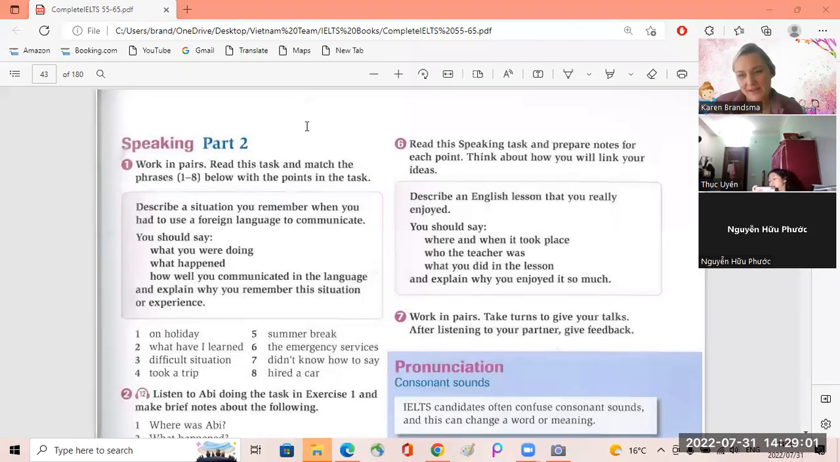Okay, very good. Okay, Uyen, can you tell me, describe a situation you remember when you had to use a foreign language? Can you say again? Can you describe the situation? Can you tell me about your Korean? No writing now. You're going to tell me again.